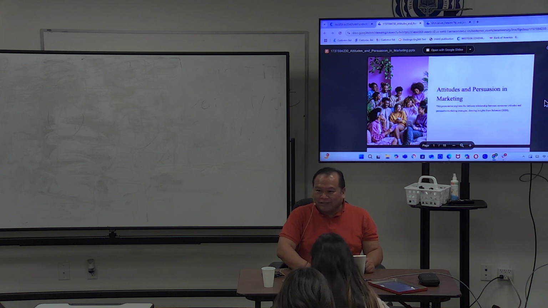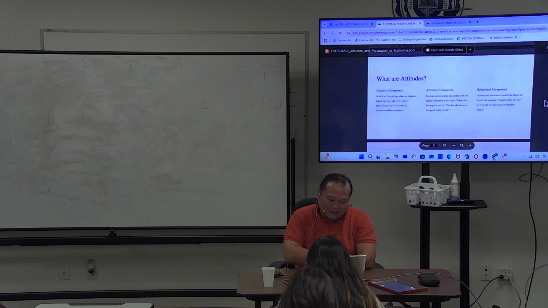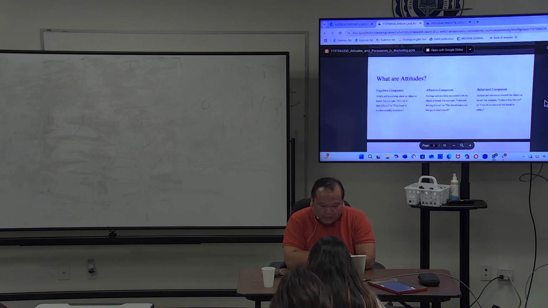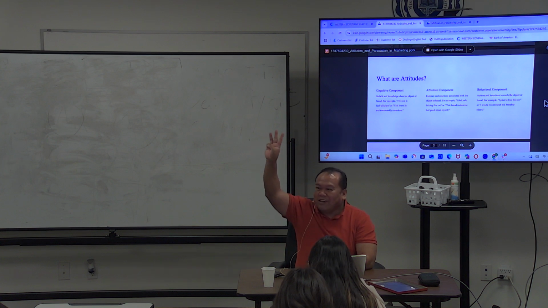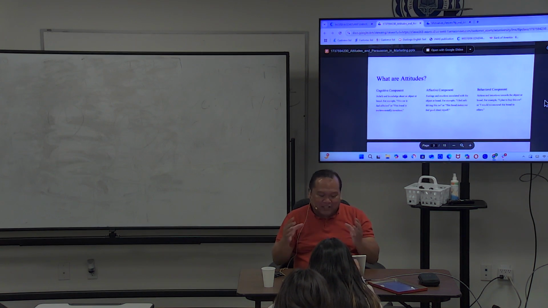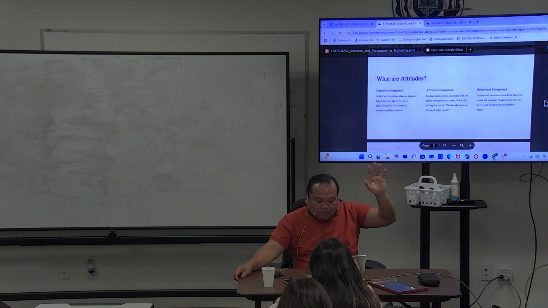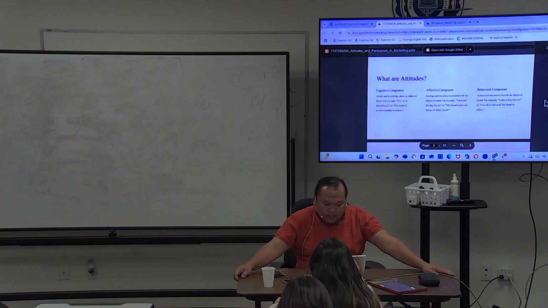Open it now. Okay. So, what are attitudes? Attitudes are cognitive components, affective components, and behavioral components. So there are three components. There are three factors that make up an attitude. Okay. What is the cognitive component? These are the beliefs, the knowledge of an object or a brand. So for example, this car is fuel efficient or this brand is environmentally conscious.